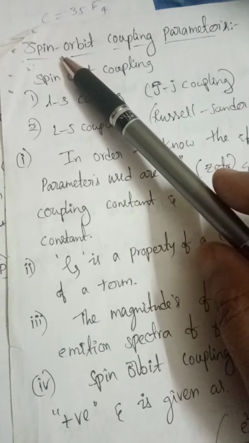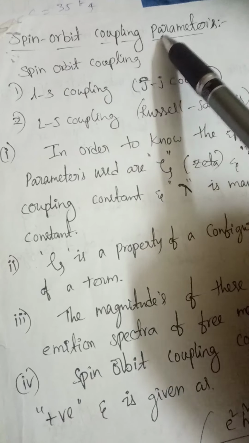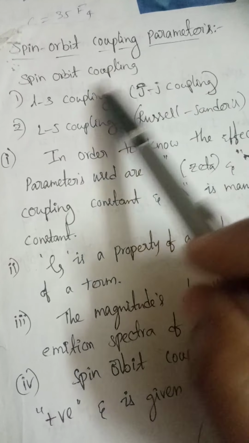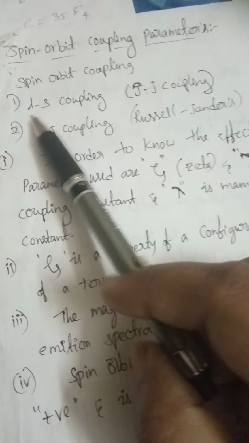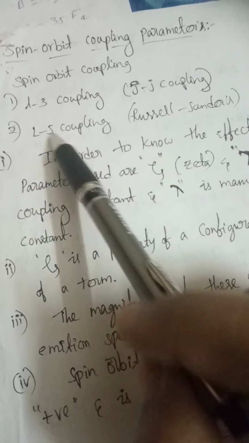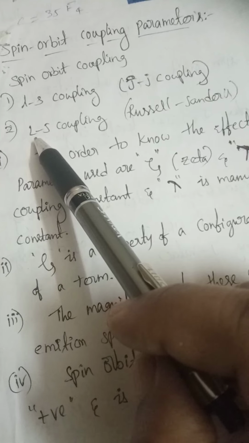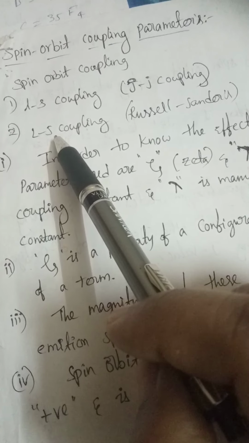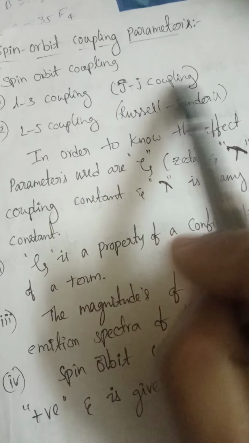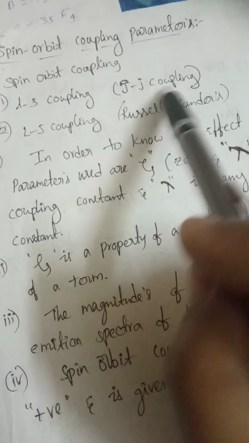The next one is the most important in examinations: they also ask about spin orbital coupling parameters. We already know, as I told you in the previous class, that spin orbital coupling is nothing but LS coupling and JJ coupling. LS coupling is obtained from the Russell-Saunders coupling, that is capital L and capital S. This capital L value is obtained from the addition of the small l values, and S from the addition of the small s values. But JJ coupling is obtained when small l and small s couple, and we get the JJ coupling value.